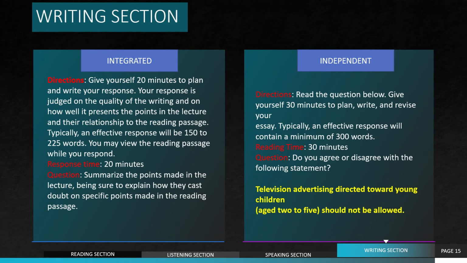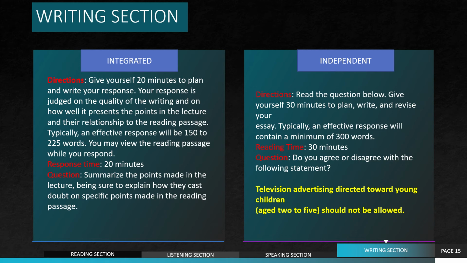As you can see on the screen, these are the two types of directions, or what kind of questions you may face for integrated and independent writing tasks. You can see for the integrated writing task, the directions are: give yourself 20 minutes to plan and write your response. Your response is judged on the quality of the writing and on how well it presents the points in the lecture and their relationship to the reading passage. Typically, an effective response will be 150 to 225 words. You may view the reading passage while you respond. So you get 20 minutes to respond, and the question may be like: summarize the points made in the lecture, being sure to explain how they cast doubt on the specific points made in the reading passage.